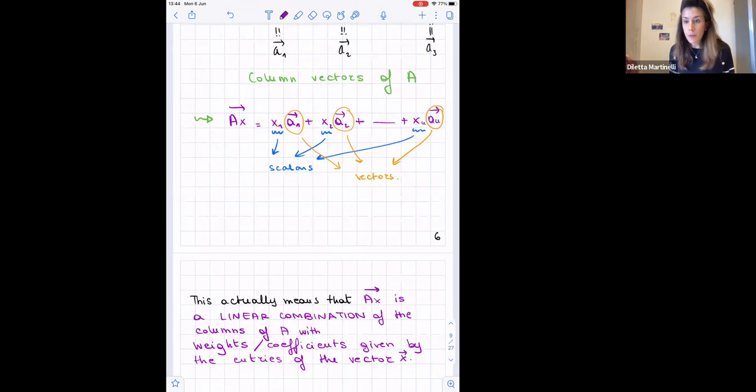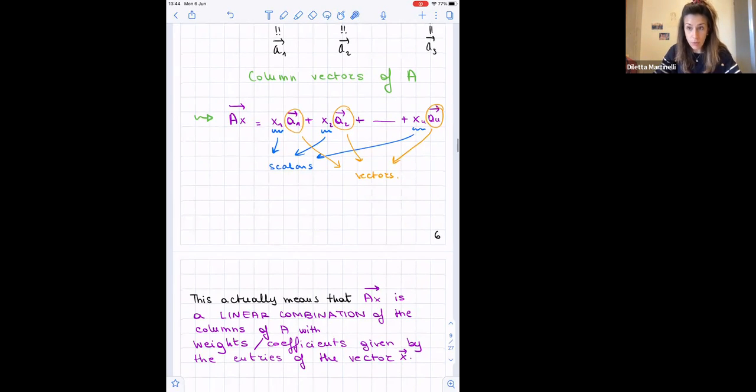So we have two interpretations. One is more in terms of the rows of A. So we say that the multiplication between A and X is given by the inner product of the rows of A. That's the entries. Each entry is given in this way. Or we could say that the multiplication between A and X is given by the linear combination of the columns of A, where the weights or the coefficients are exactly the entries of the vector X. So we have these two different ways of interpreting the matrix vector multiplication.